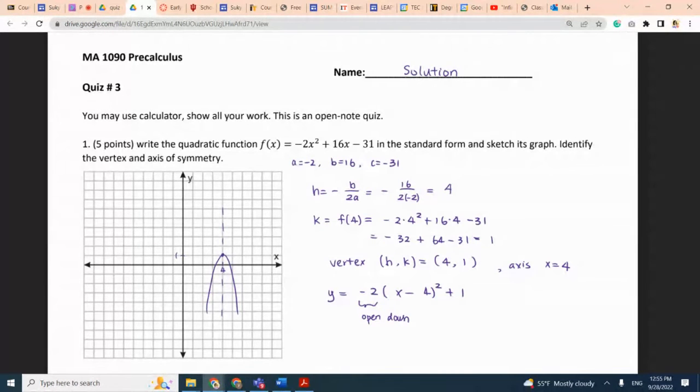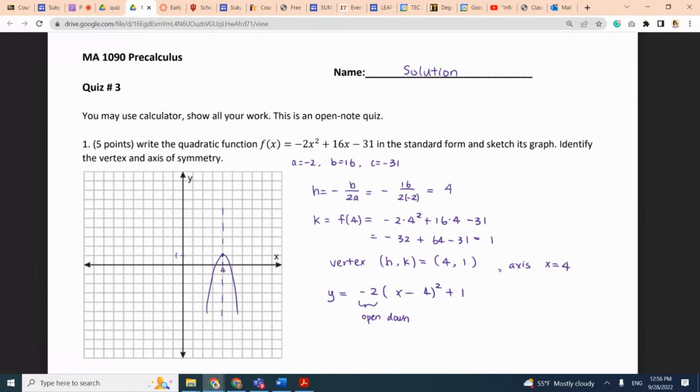Okay, so some of you didn't specify. What's this? This is a vertex. So write it down. Vertex is this point. And then axis of symmetry is a vertical line, x equals 4. Okay? And this is the standard form. And because the a is negative, the parabola opens down. Okay, everybody? So for the important points, like the vertex, please label them.